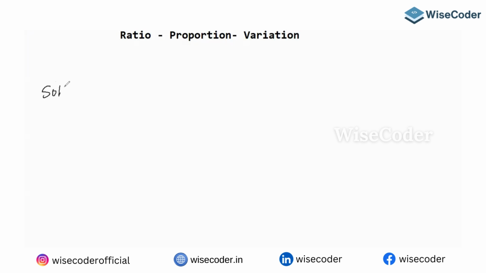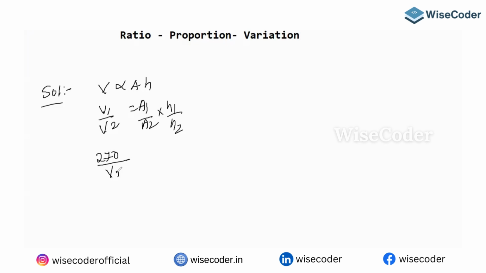So, solution. Volume is jointly proportional to area and height. So from this you can write V1 by V2 is equal to A1 by A2 into H1 by H2. According to the question, V1 is 270. We don't know V2, we need to figure it out.